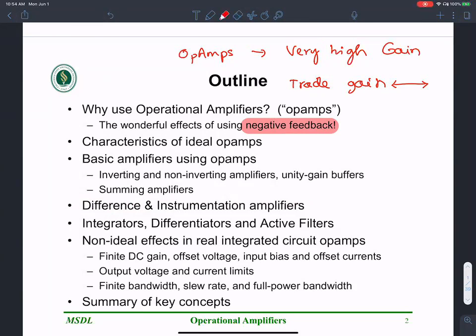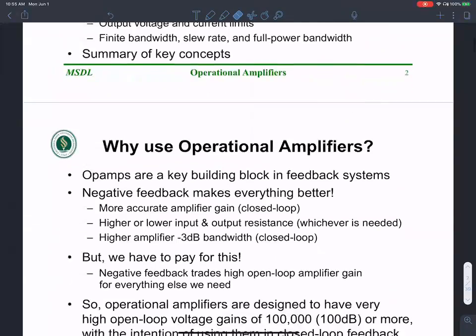Then we look at some of the non-ideal effects. We first of all begin with the ideal op-amp. Then we see how an op-amp can differ from these ideal assumptions, of infinite gain and so on and so forth. Then we summarize. So it's a very interesting chapter on operational amplifiers.